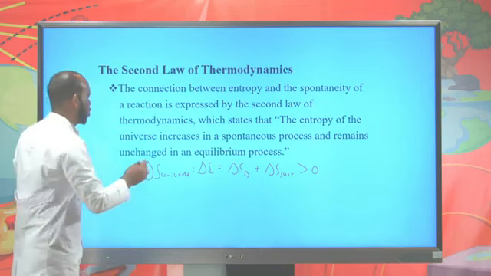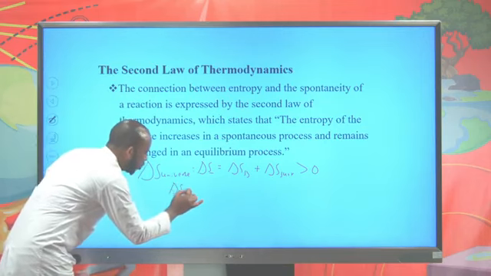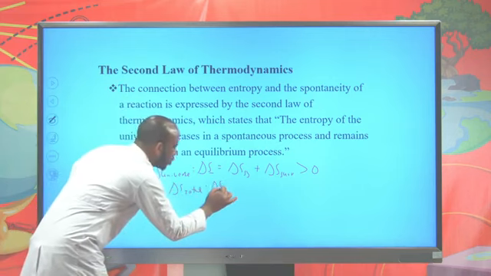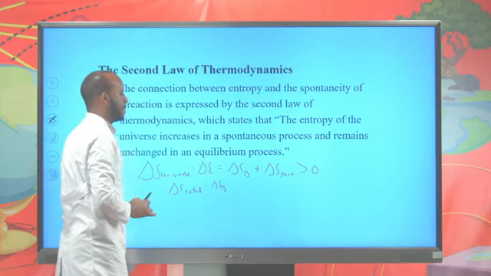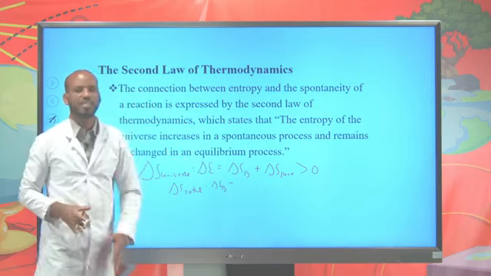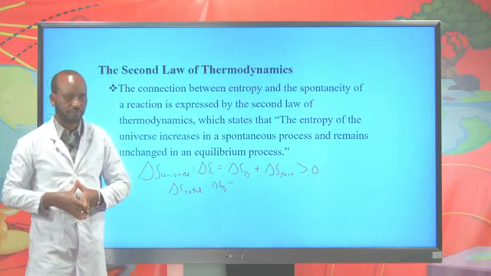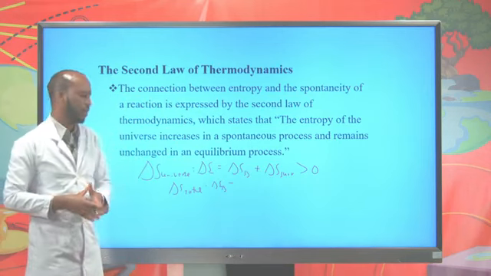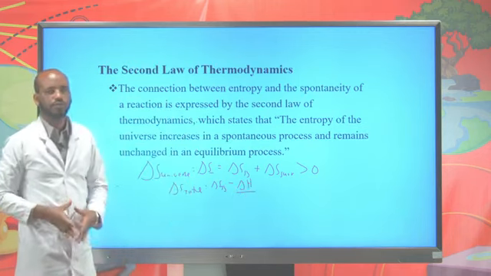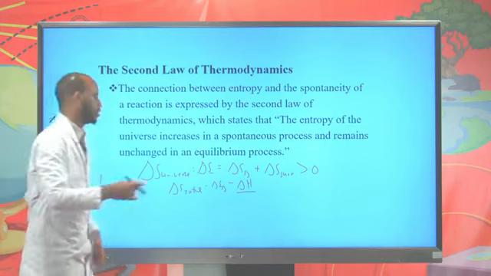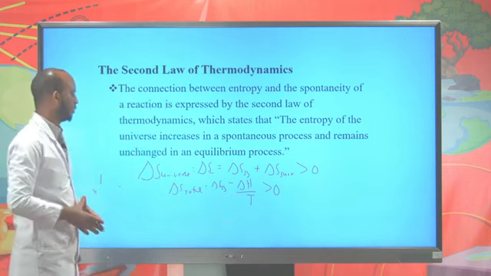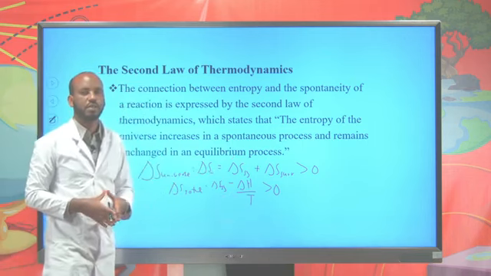We can write this as total entropy change, delta S total, equal to the change in entropy of the system, delta S of the system, minus the change in entropy of the surroundings, which is directly proportional to the enthalpy of the system, delta H, but inversely proportional to the Kelvin temperature T, and is greater than 0. This is the second law of thermodynamics.